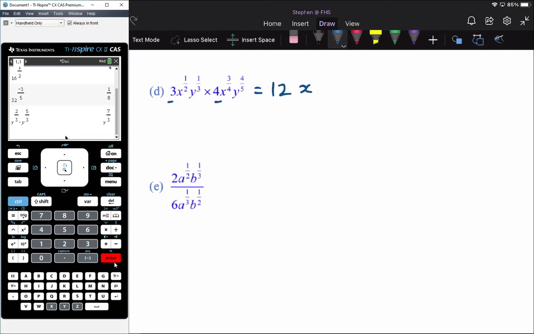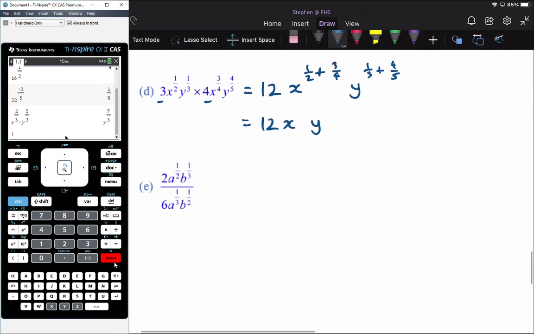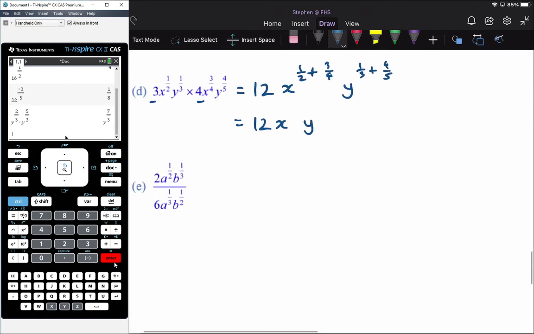And then when the x's multiply, you simply add the powers. So it's x to the half plus 3/4. Then we have y to the 1/3 plus 4/5. Right, so what we're going to end up with is 12x to the power of something, and then y to the power of something. So let's work out what those somethings are.